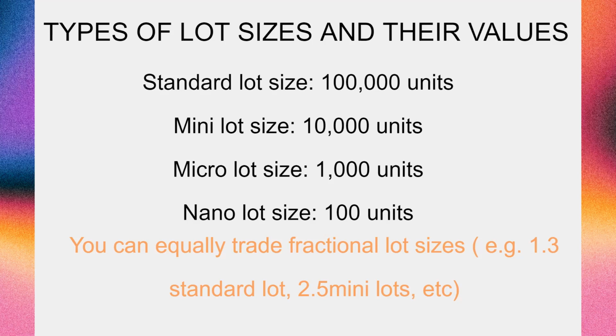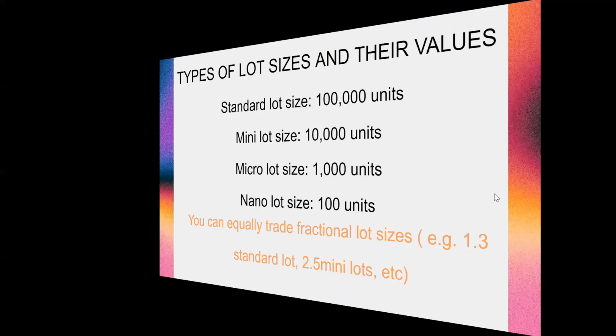Now, you can equally trade fractional lot sizes. For instance, you could do 1.3 standard lots, which simply means one standard lot and three mini lots. And 2.5 mini lot sizes simply means two mini lots and 0.5, that's five micro lots. I hope this is clear enough, because it's not compulsory that you must use a whole number, like one standard lot or one mini lot. You could do it in fractions. That's just what this point is trying to explain. Okay, so let's push on.